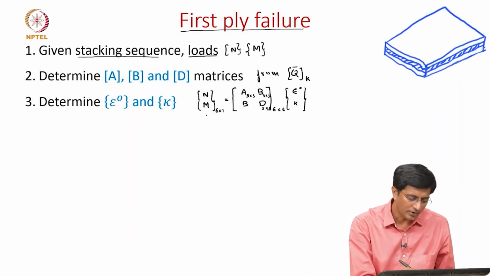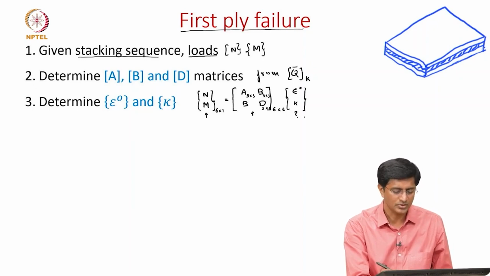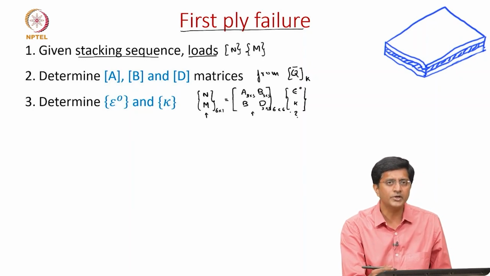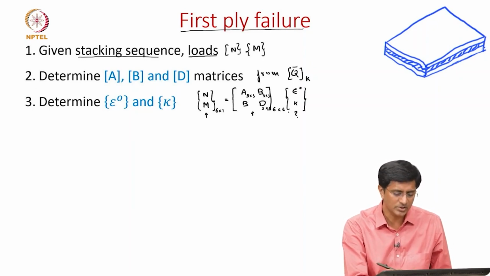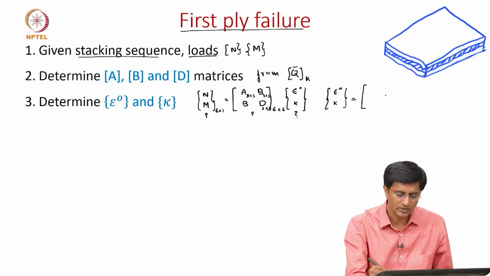So we are already given what N and M are, and we just found out in step 2 what the ABD matrices are. These strains are the unknowns. So how do we find them? We simply need to invert this equation to find the strains. So this will be the inverse of this matrix times the N and M.